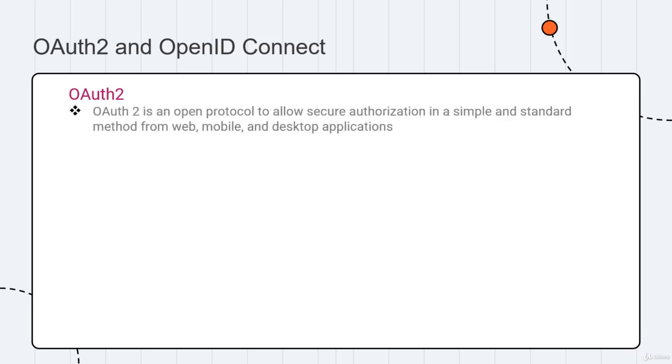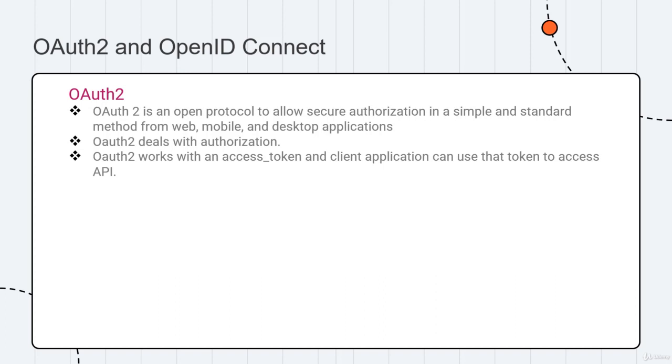OAuth2 is an open protocol to allow secure authorization in a simple and standard method from web, mobile, and desktop application. A few things to highlight in the definition: OAuth2 deals with authorization. OAuth2 works with an access token, and a client application can use that token to access APIs or endpoints. OAuth2 also defines how an application can securely get such a token from any token service.